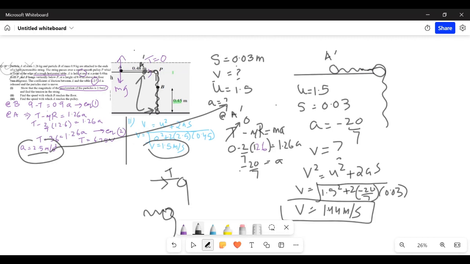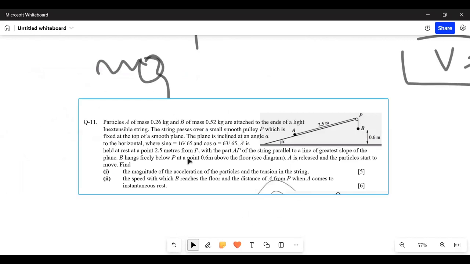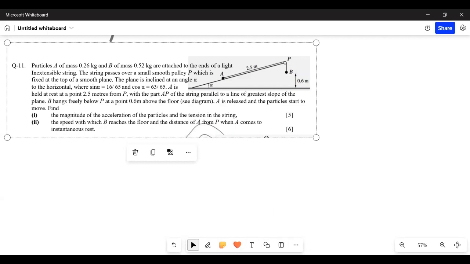Any more questions? Okay. If there are no questions, then we start question number 11. Okay, let me copy the figure again.